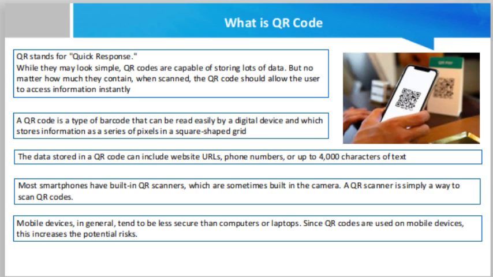Friend, a QR code is a type of barcode actually that can be read easily by a digital device and which stores information as a series of pixels in a square shaped grid. QR codes are frequently used to track information about products in a supply chain, and because many smartphones have built-in QR readers, they are often used in marketing and advertising campaigns. More recently, they have played a key role in helping to trace coronavirus exposure and slow the spread of the virus as well.